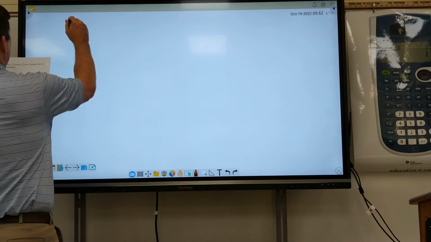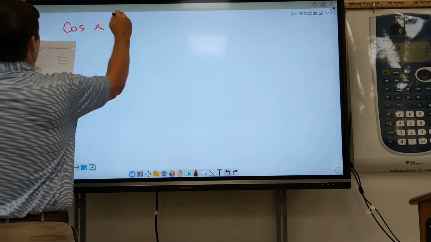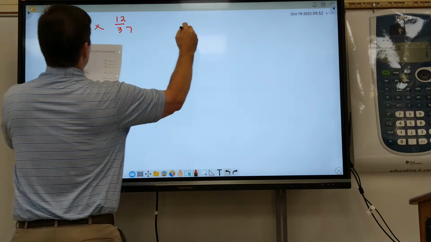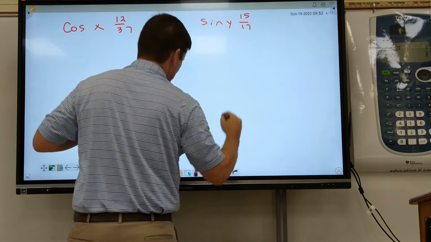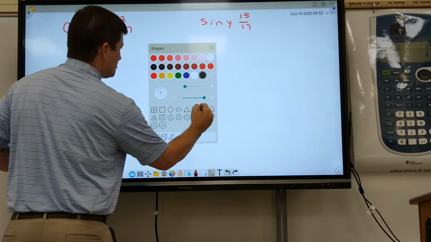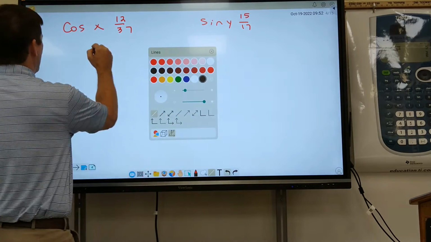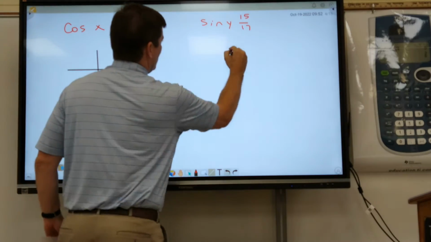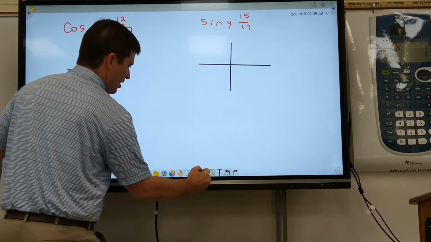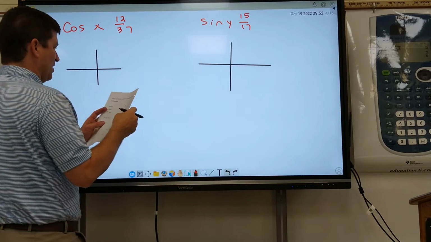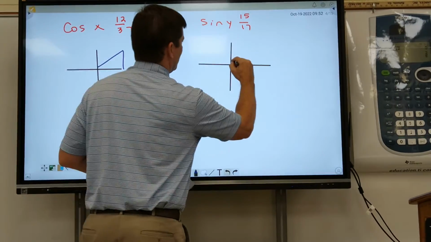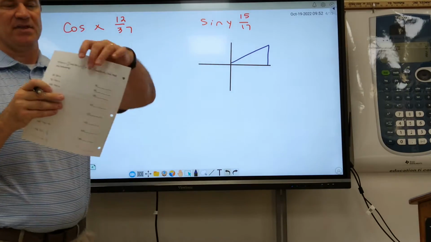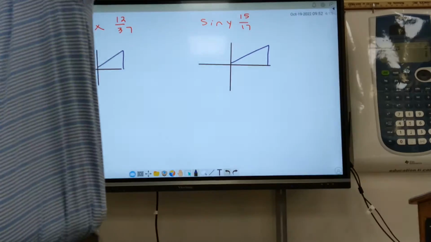All right, what we have to do, guys, they're giving us cosine x is 12 over 37. They're giving us sine of y is 15 over 17. This is where y'all have to draw a triangle for both of them. And it says draw the triangles in the first quadrant. So everybody knows the first quadrant looks like this. So I want y'all to draw these at the top of your page right here.